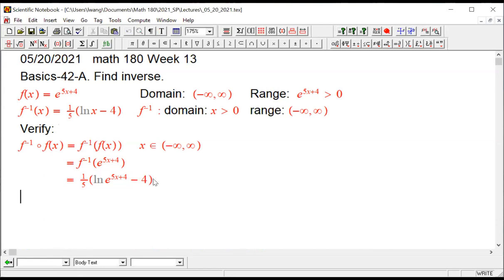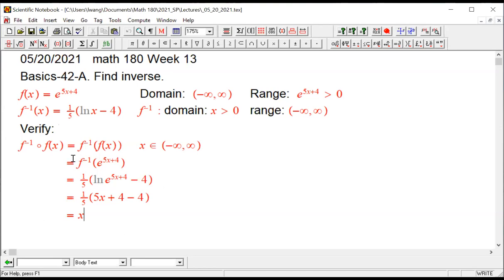And then we simplify. Okay, 1/5 ln of e to the power 5x plus 4, and this piece is just equal to 5x plus 4. Okay, 4 minus 4 is 0. So in the end, what do we get? X. That's right. So this piece is verified.